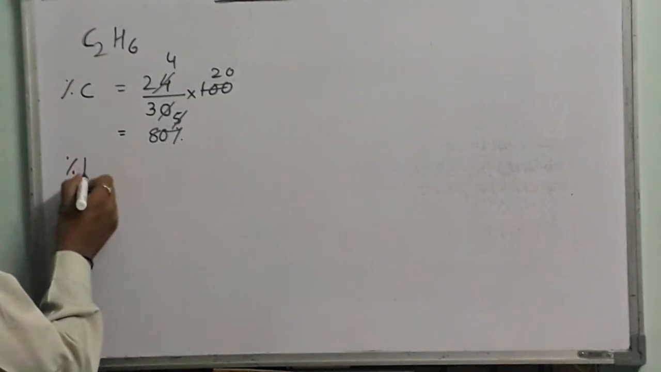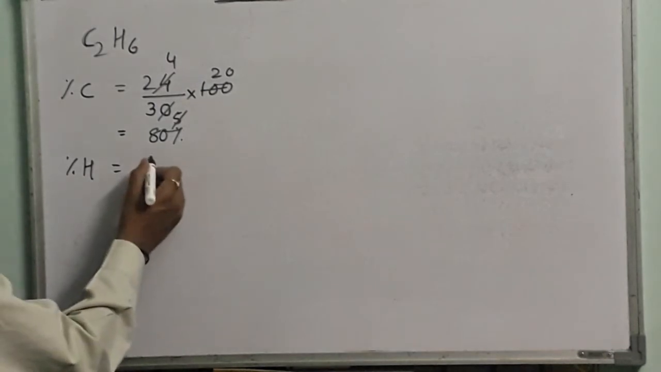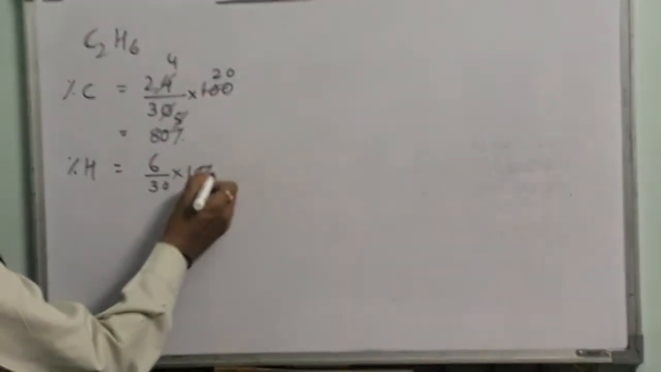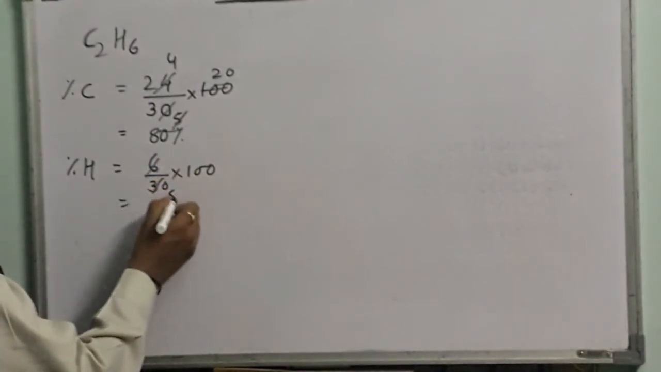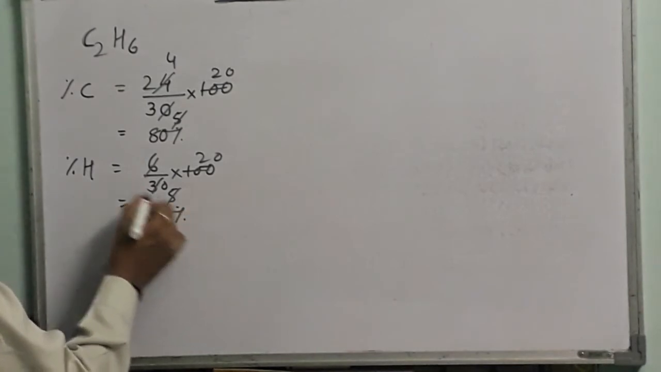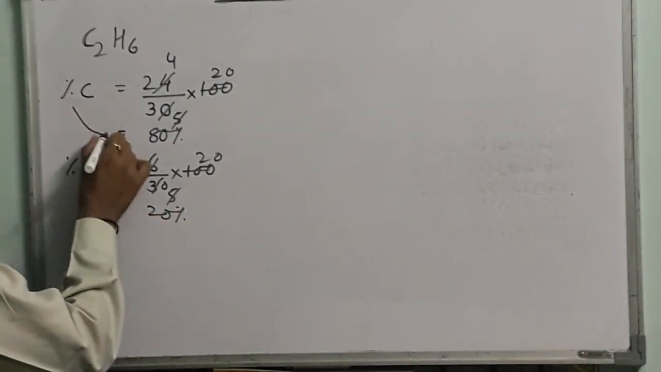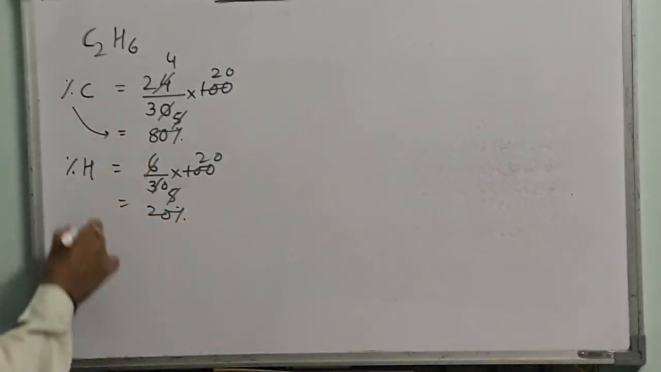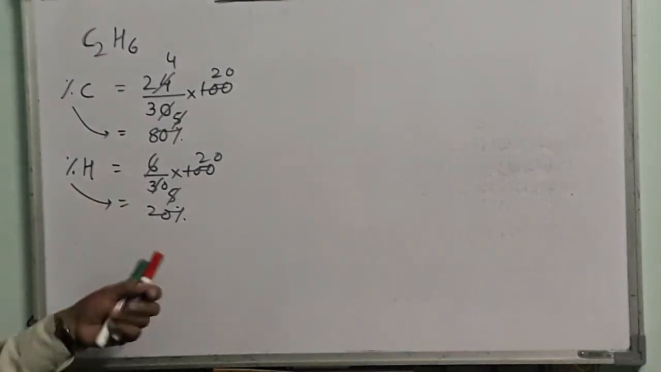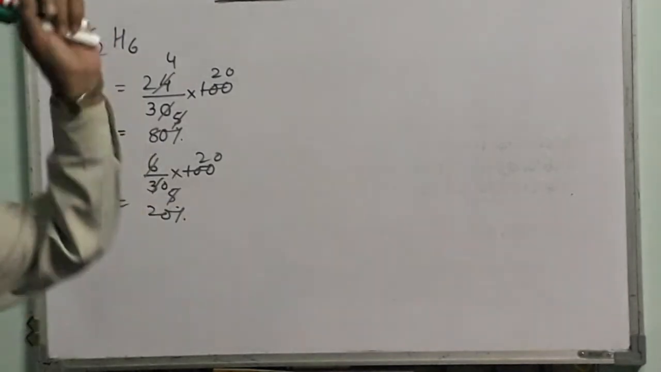And therefore percentage of hydrogen will be, directly you can say 20%, or if we are interested to count it, 6 divided by 30 into 100, that is 1 by 5, and this is 20, so 20%. So now we are having percentage of carbon as 80% and percentage of hydrogen as 20%. So this is the problem based on percentage composition.